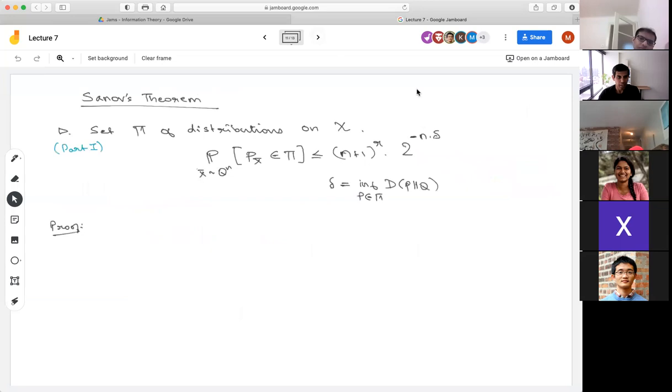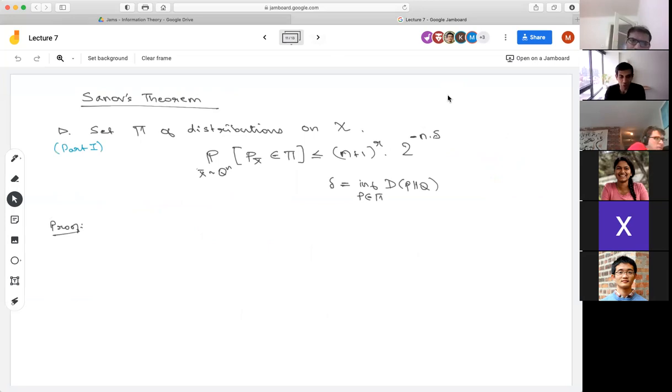Okay. And this is the content of what is called Sanov's theorem, and this is the finite case of Sanov's theorem, which is an important theorem in large deviation theory or these kinds of concentration bounds. And the proof is basically what we just said so far, but let's make it precise.